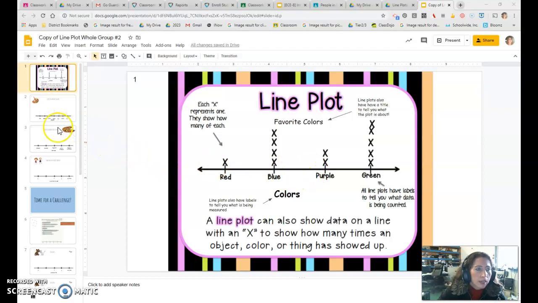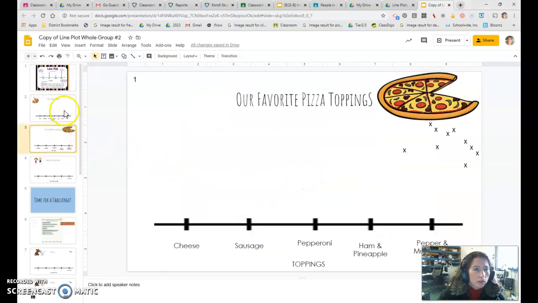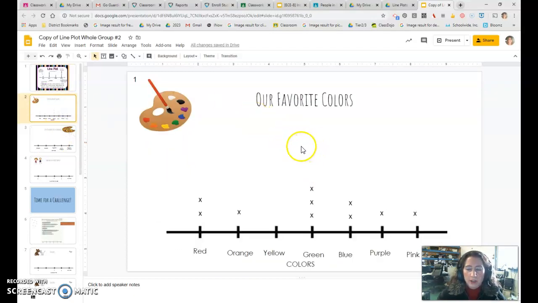Okay, now let's go back to this one here a second where it says our favorite colors. I already have the information on here, so we didn't have to collect it. It's already a completed line plot. So if you look at this and I would ask which color is the most, you're going to tell me green because there are 3 people that like green. There are no other numbers that are higher, okay, because I have 2 for red, 1 for orange, 2 for blue, 1 for purple, and 1 for pink.